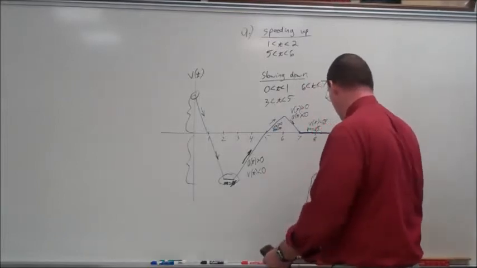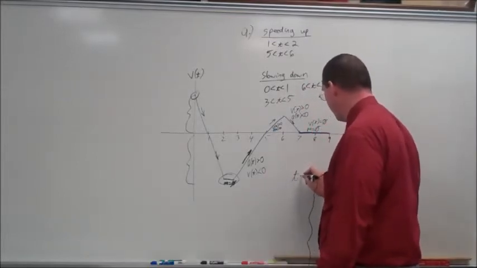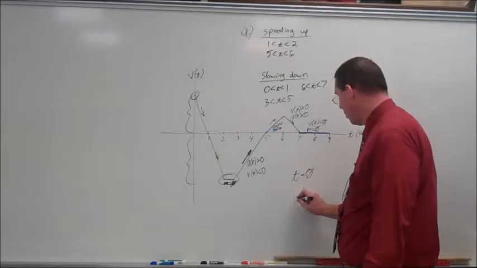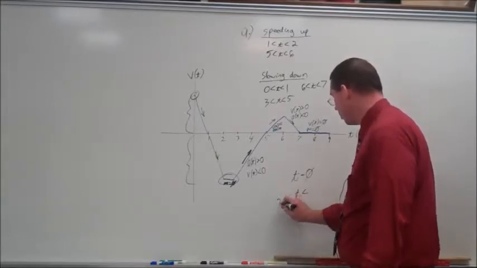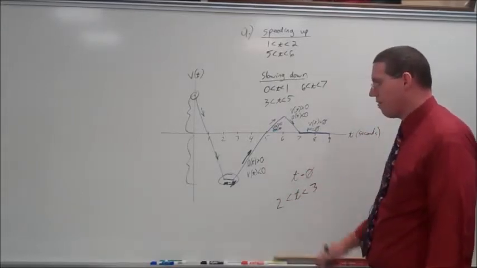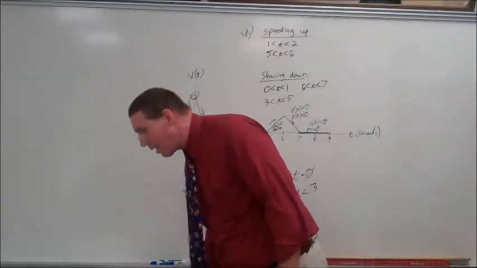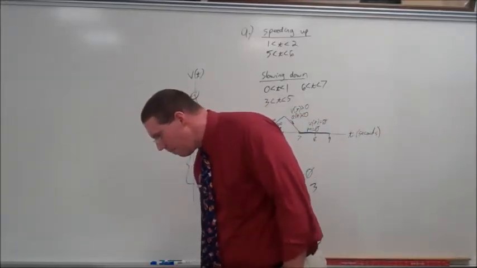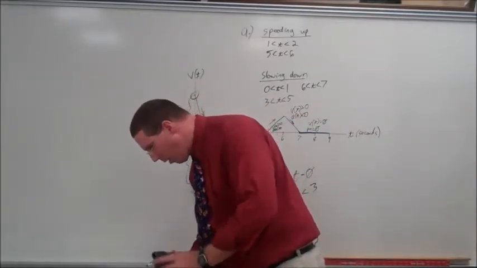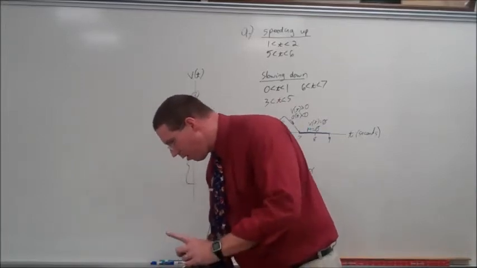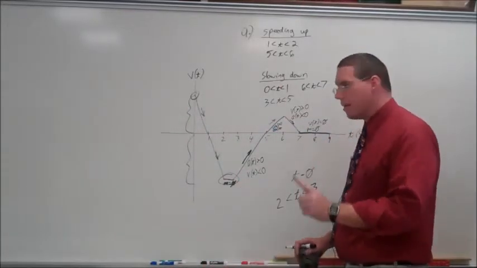Time 0, and where time is between 2 and 3. That's when it's at its greatest speed. Part D says, when does the particle stand still for more than an instant?